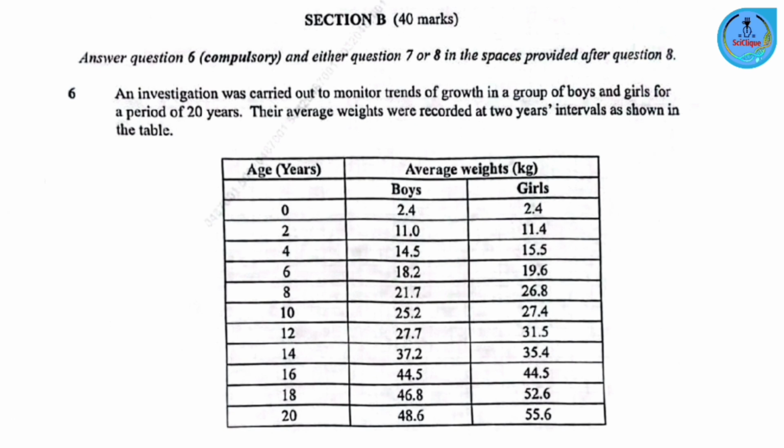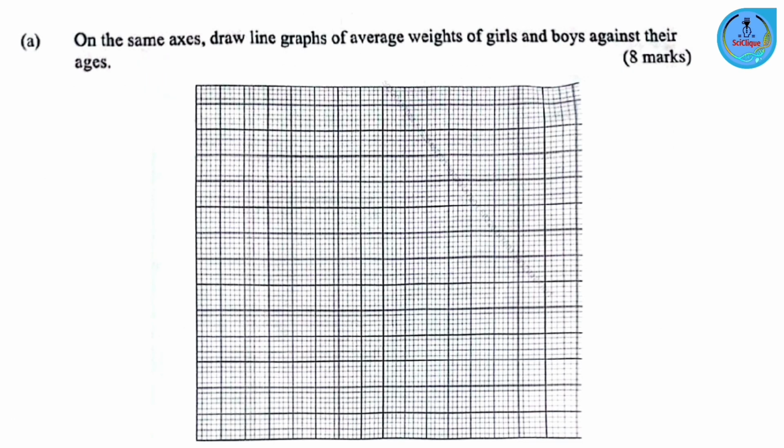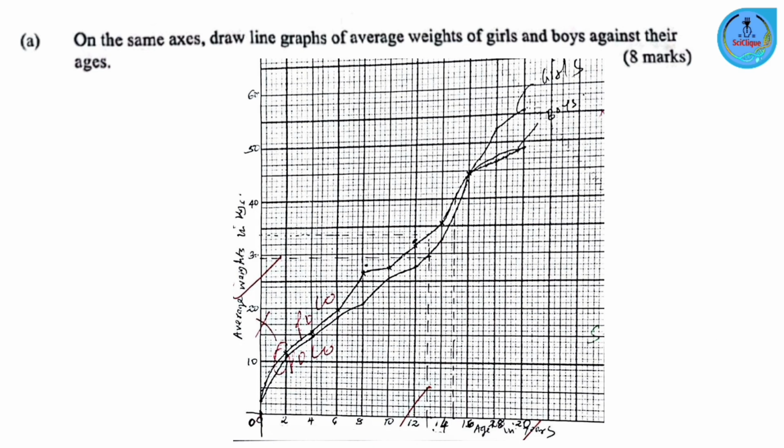But if you look closer, you're going to note that at certain ages, there is a difference in the weights of boys and girls who are at the same age. Okay, now we'll leave that discussion for later on. Part A. On the same axis, draw line graphs of average weights of girls and boys against their ages. So there we have it.